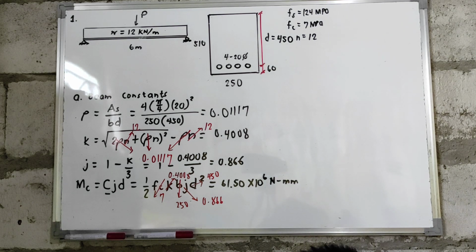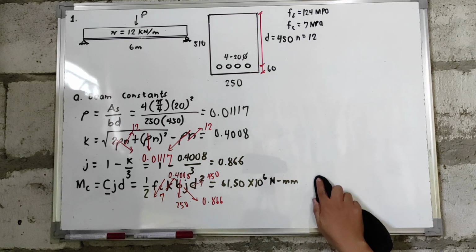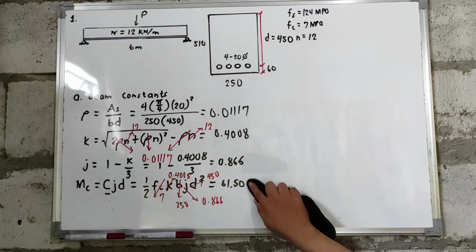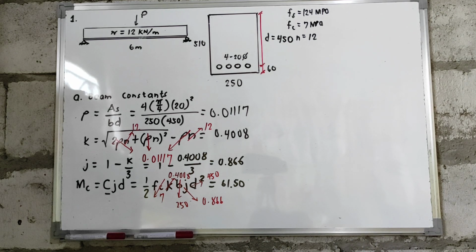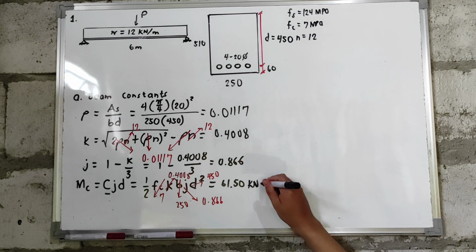So, kung i-convert mo yan, yung Newton mm natin into kilonewton mm, all we need to do is alisin lang natin yung times 10 raised to 6 and magiging kilonewton mm na yan. Kilonewton meter pala.